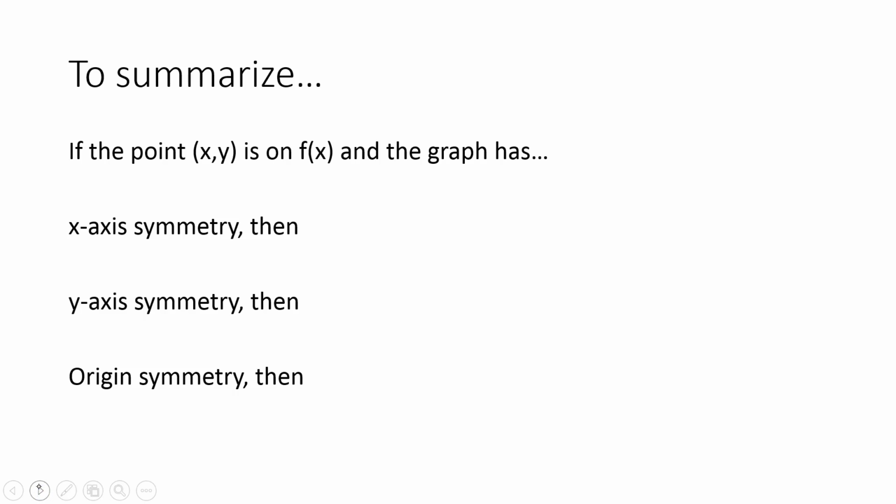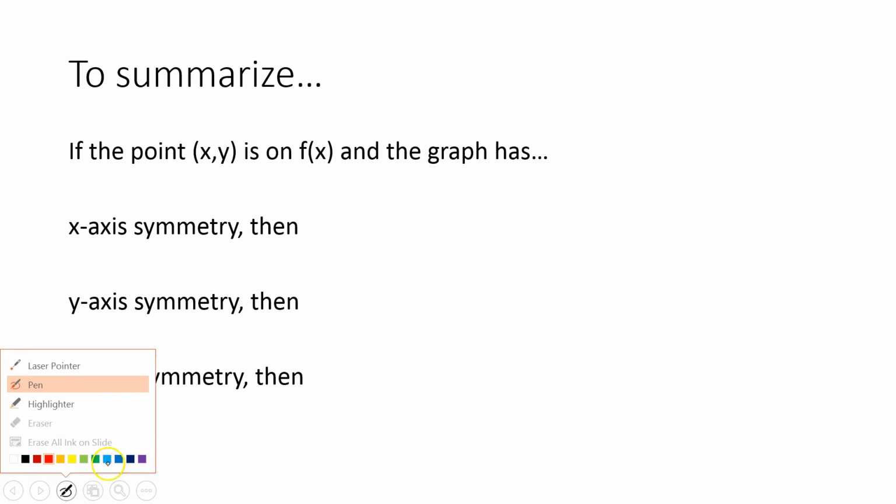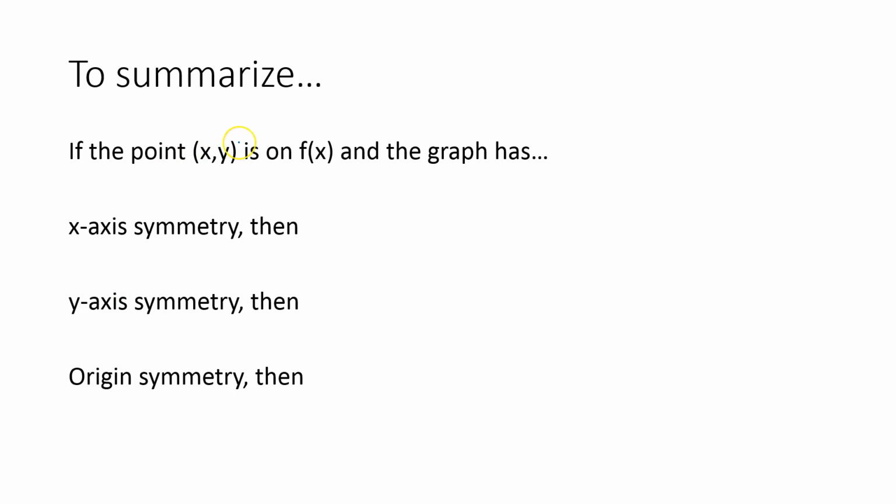So, to summarize this, if you have x-axis symmetry, you're not going to have a function. If you started with the point xy on your graph, I'm going to change colors here, we're done with the red. So if you have the original point xy in your graph and you have x-axis symmetry, then you're going to actually leave the x alone, and the opposite of y is going to be on your graph as well. I shouldn't use f of x notation there because it's actually not a function then. So on the graph as well.